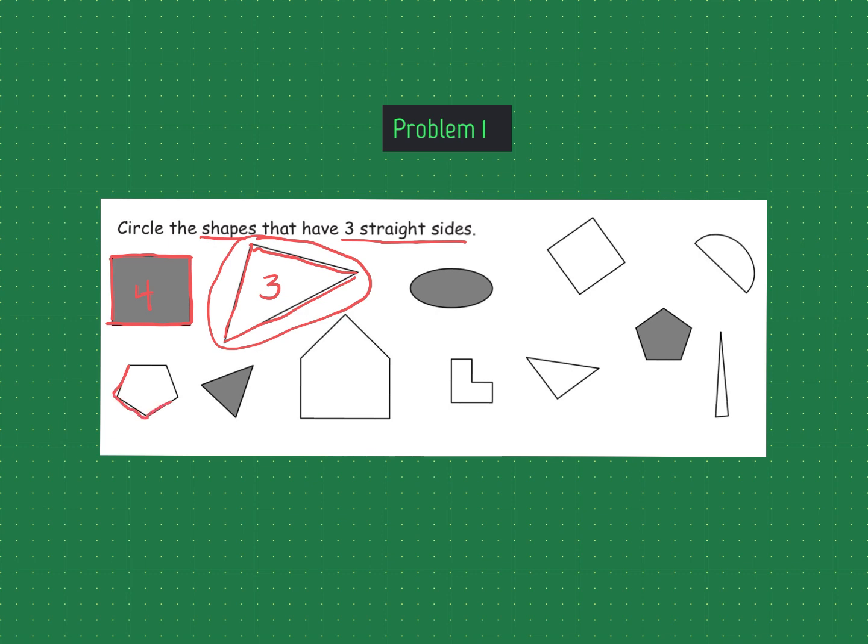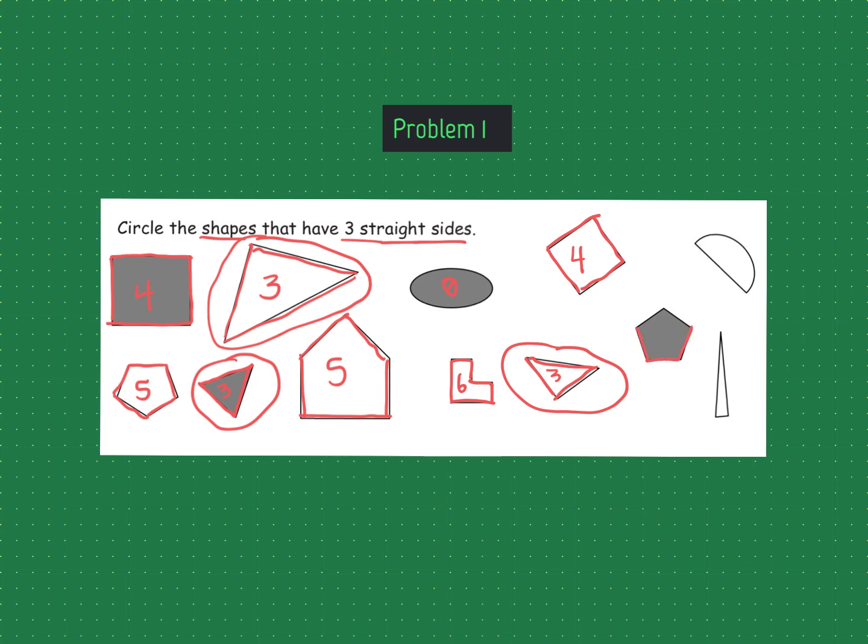1, 2, 3, 4, 5. That's too many. 1, 2, 3 straight sides. Circle that one. 1, 2, 3, 4, 5. That's too many. There's 0 straight sides in an oval or circle. There's 1, 2, 3, 4, 5, 6 straight sides in that one. That's too many. 1, 2, 3, 4 straight sides. That's too many. 1, 2, 3 straight sides. That one we can circle.